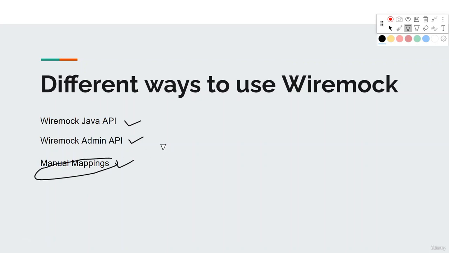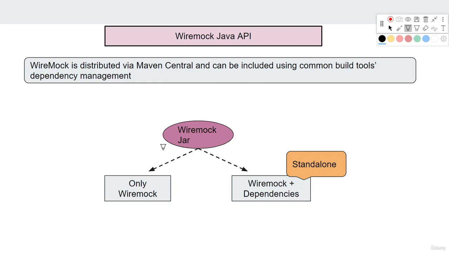So let's start with the Wiremock Java API. Wiremock Java API is nothing, it's just a jar that is distributed via Maven Central. So you can also download the jar separately and import it in your Java project, like in Eclipse IDE or IntelliJ IDE, whatever you like to use, right? And it can be used with different dependency management tools like we have Gradle or we have Maven, right? Using which you can import the jar and start using it.